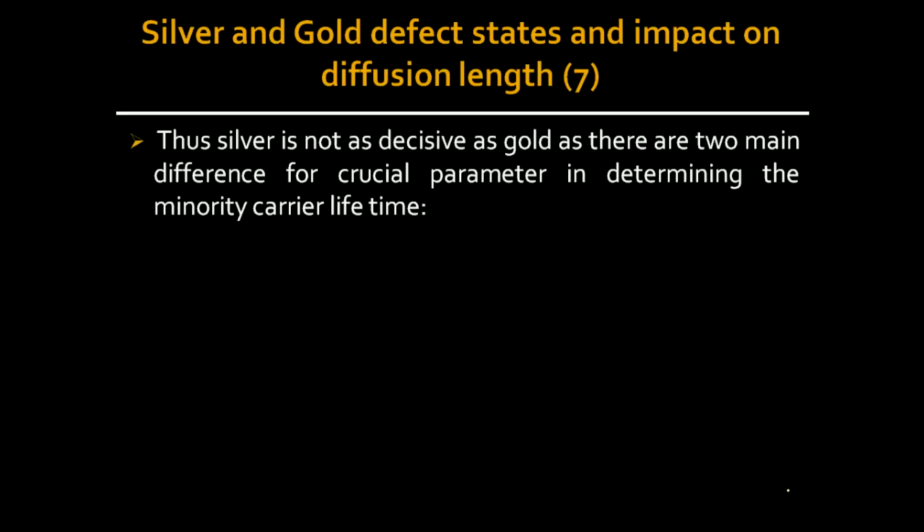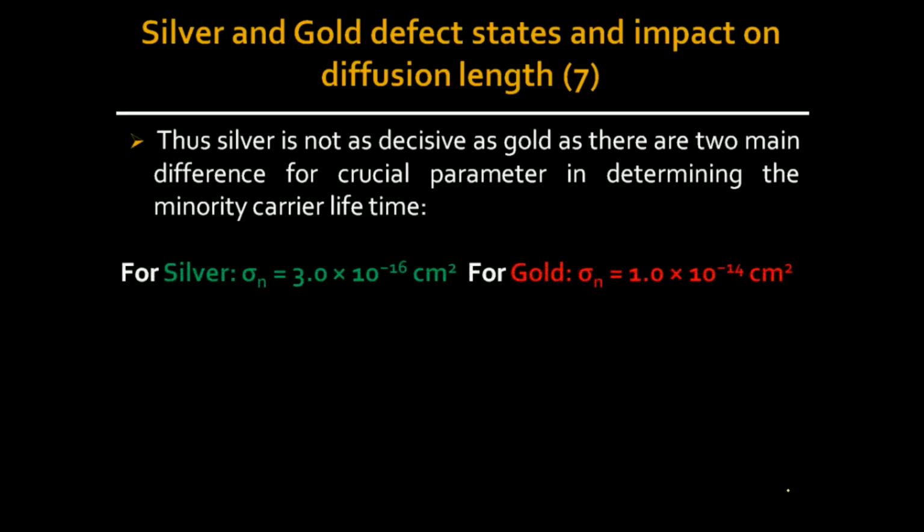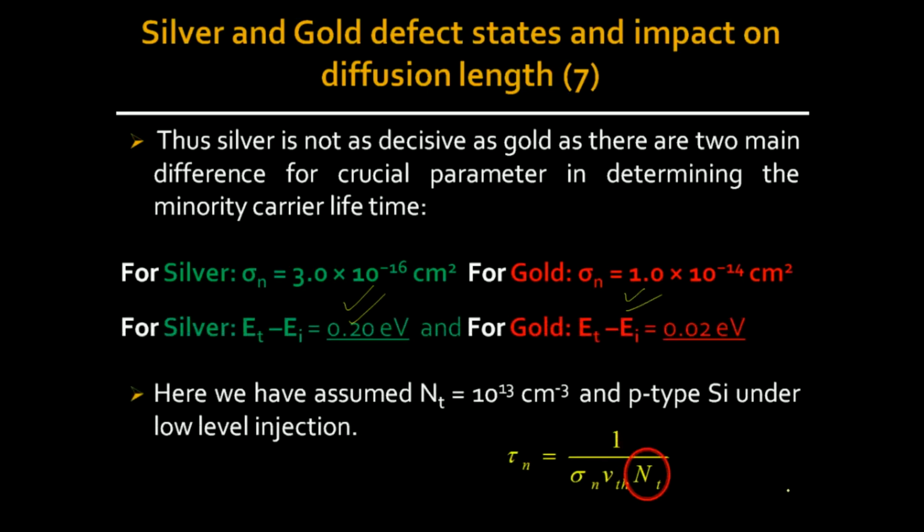So we can see here that silver is not as decisive as gold, and the two important parameters governing it are, first, the thermal cross section, which is 100 times more for gold, and second, the trap state position from the mid gap state of silicon. For gold it is much lesser. If it is zero, then the recombination will be infinite, but for silver it is much larger. So that's why you are getting lots of degradation in lifetime as well as diffusion length.